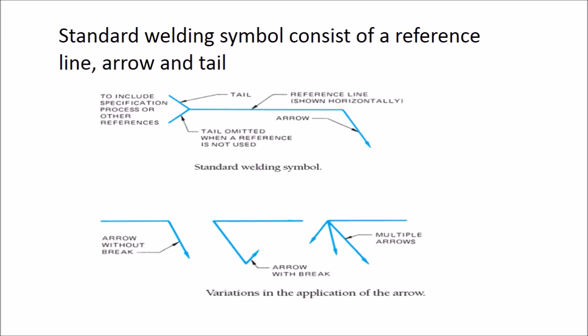The reference line is used to apply weld symbols and other data, and the arrow connects the reference line to the area to be welded. The tail is added only when needed for the purpose of including a specification, process, or other reference. The phrase welding symbol refers to the total symbol, including all information added to the specific weld.